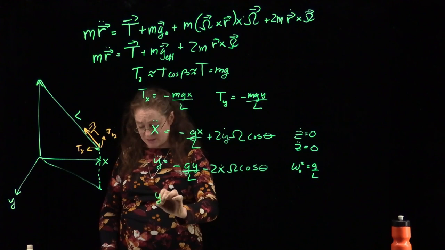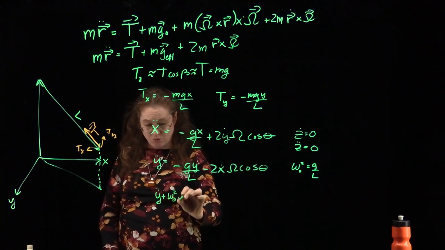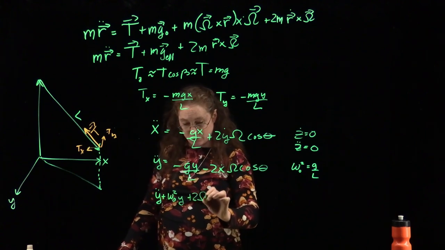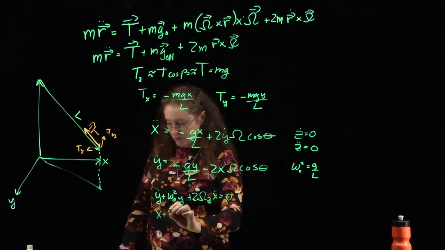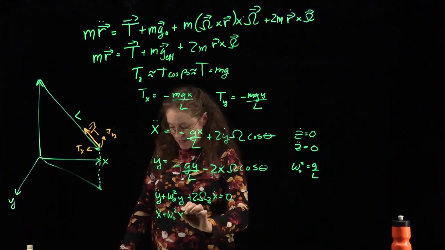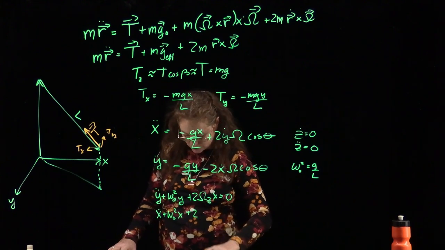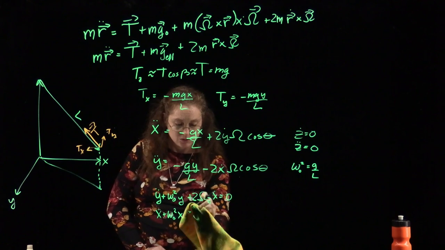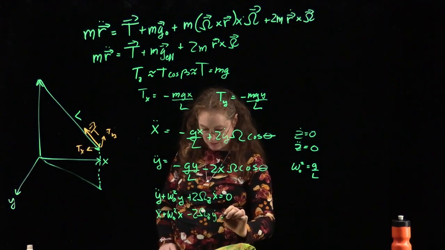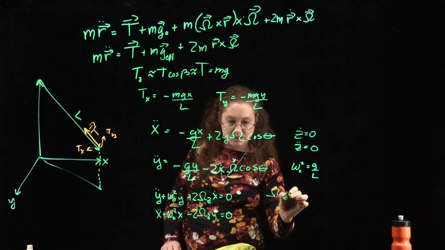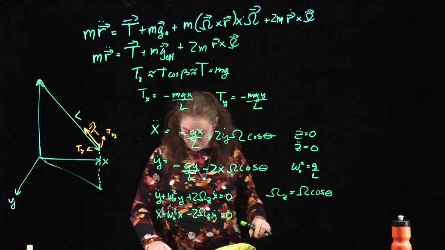We actually did come across a way to solve this before. So we have y double dot plus omega naught squared y plus 2 omega z x dot equals 0, and then x double dot plus omega naught squared x, sorry, the x component has a minus 2 omega z y dot equals 0, and omega z is omega cosine theta. So this is the co-latitude, so this is going to depend on position.